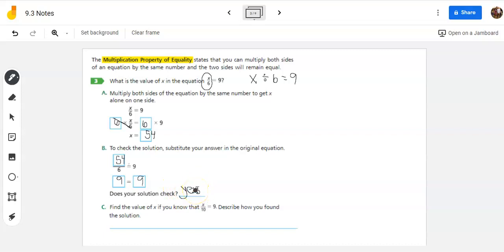Let's look at C. Find the value of x if you know that x divided by 10 equals 9. So the opposite of dividing by 10 is multiplying by 10. So I'm going to multiply by 10 on each side. So on the left, I only have an x because my 10s go away. 9 times 10 is 90. Okay, so that's the value. We have 90. And described how I found the solution: I multiplied each side by 10. So I times 10 to each side.